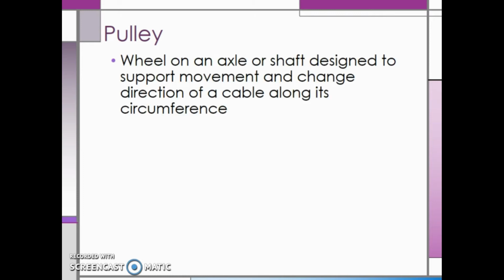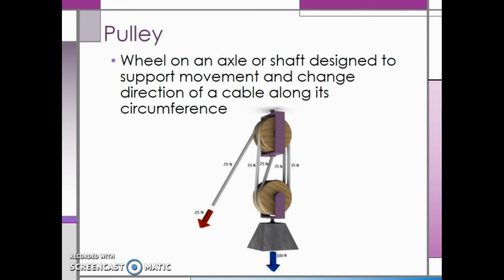The next simple machine we will look at in our brief survey of simple machines is the pulley. A pulley is a wheel on an axle or shaft that is designed to support movement and change direction of a cable along its circumference. In this picture, we actually have 2 pulleys in our pulley system.